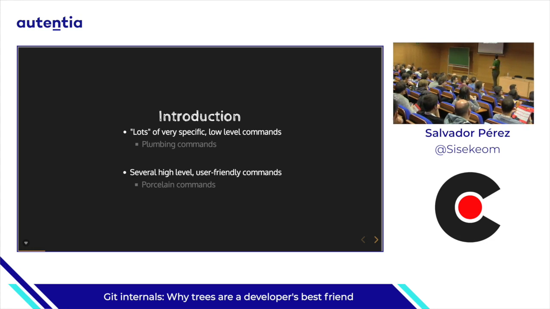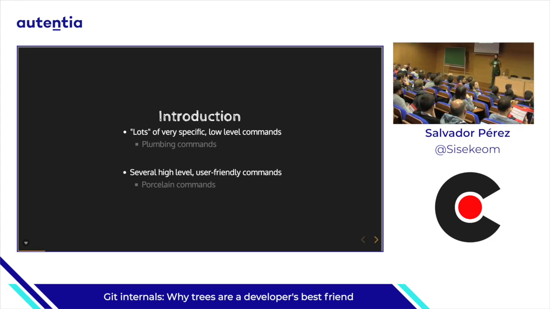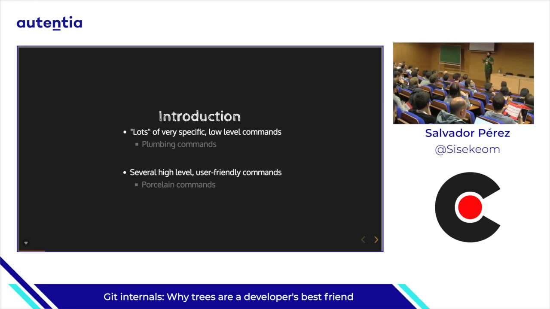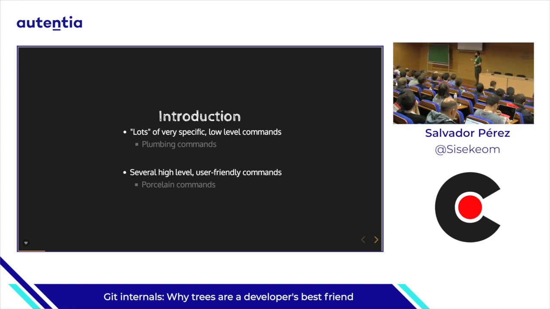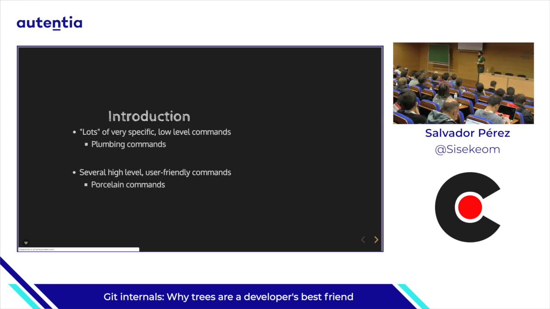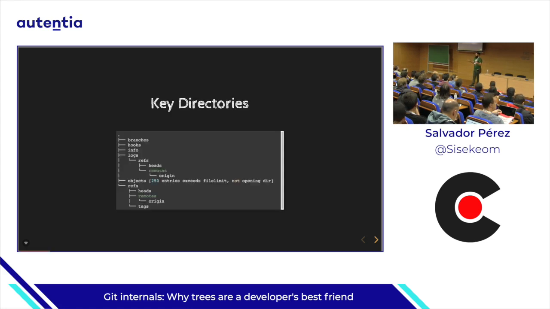So anyway, Git was built with kind of the Unix philosophy in mind, not because of the Git CLI itself, but because of all the subcommands it contains. So there are lots of very low level ones that only do one thing and they do it well. And then there are lots of abstractions which use the low level ones. The first ones are called the plumbing commands, and the second ones are the porcelain commands. And that's all for the introduction.